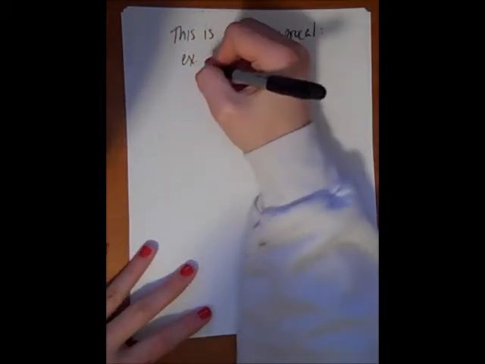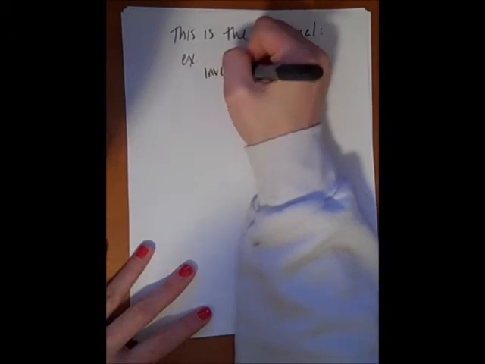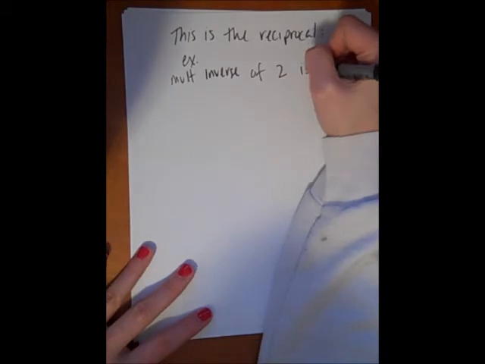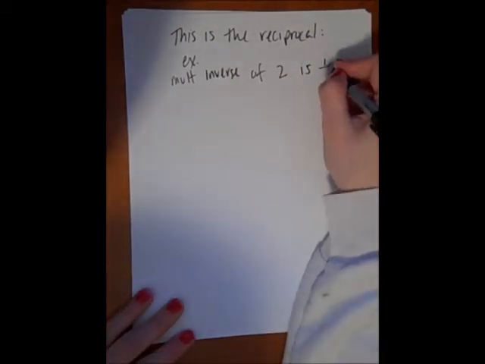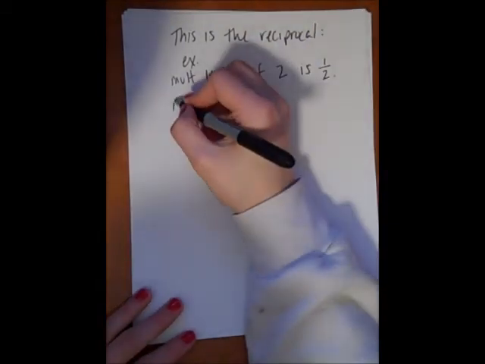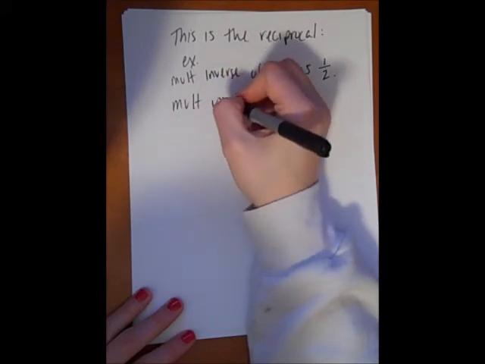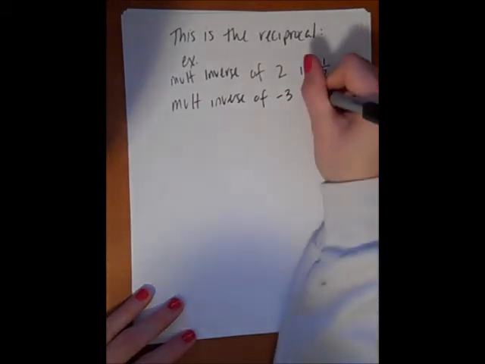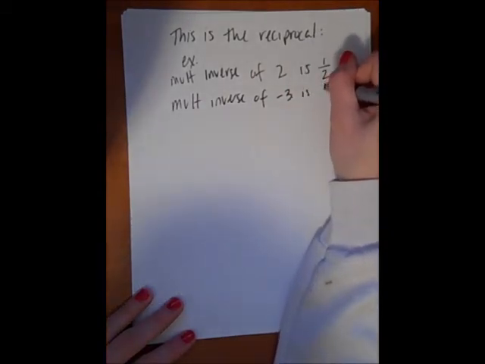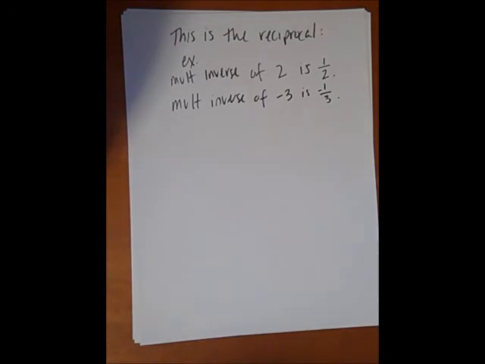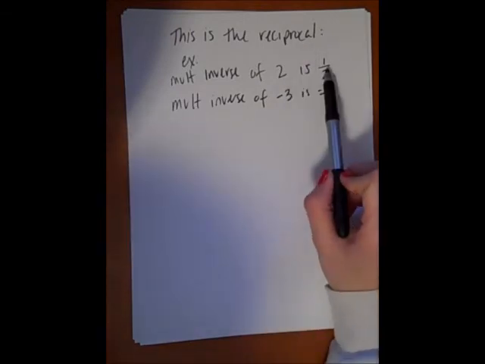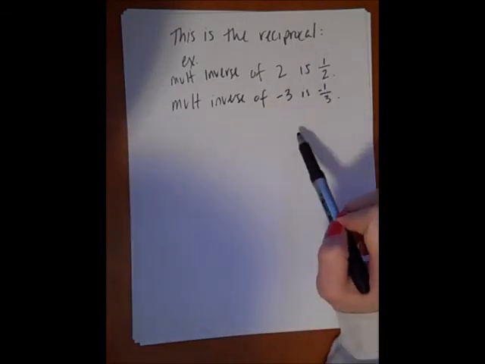So for example, the inverse, and we're talking about multiplicative here, of 2 is what? Well, you do 1 divided by 2, so 1/2. The multiplicative inverse of, let's say, negative 3 is what? 1 over negative 3, so negative 1/3. So that's the multiplicative inverse. It's whatever number, so that when I multiply by it, I get 1. So 2 times 1/2 is 1. Negative 3 times negative 1/3 is 1.